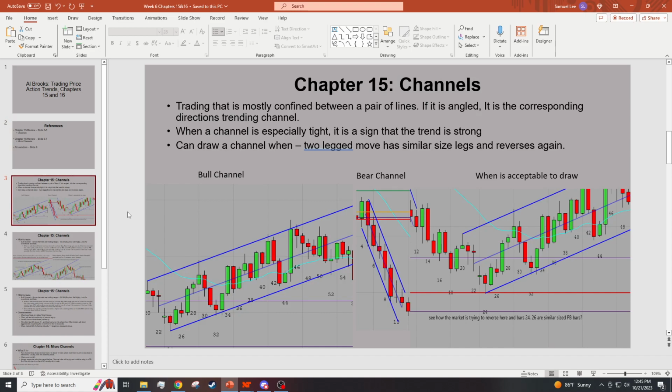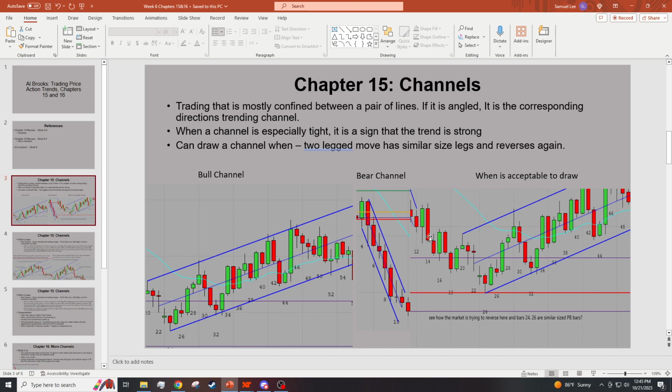A channel is just trading that is mostly confined between two lines. What you would consider a normal trading range, up and down, Al calls that a channel. And he says if it's angled, that is a corresponding direction channel. So if it's angled up, it's a bull channel. If it's angled down, it's a bear channel. And you can draw them when the two-legged move has similar sized legs and it reverses.